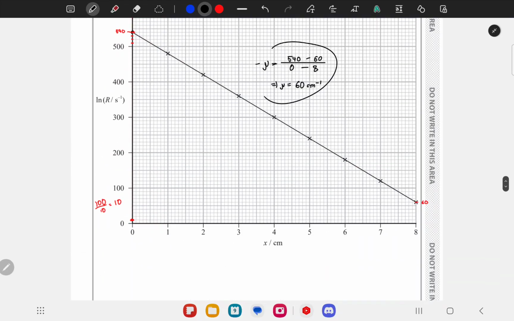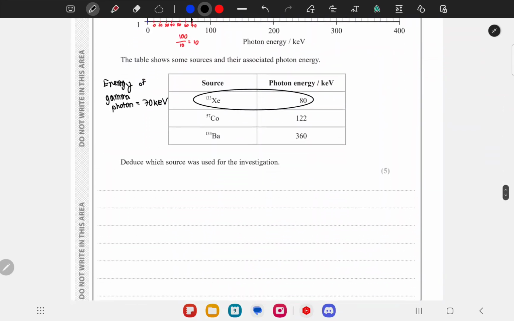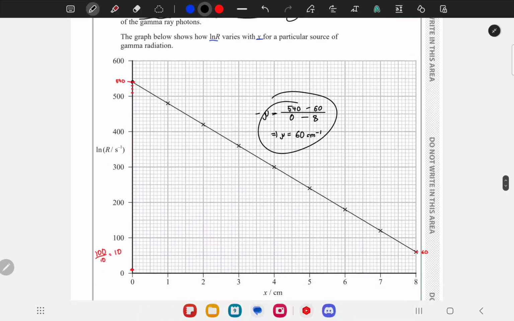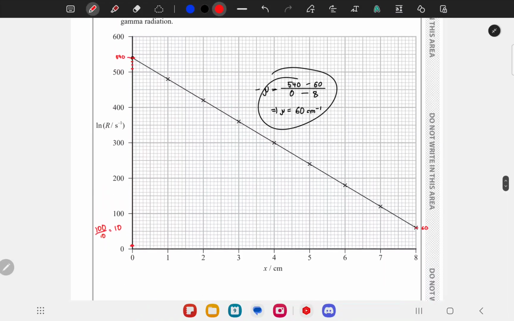Instead of doing the calculation for the gradient over here, you'll do it over here. You'll show the gradient calculation over here. It's better to show and draw a triangle on the graph like this.